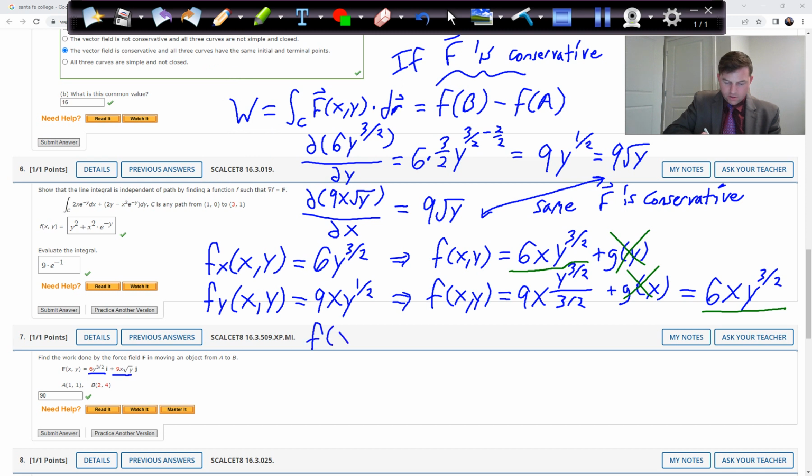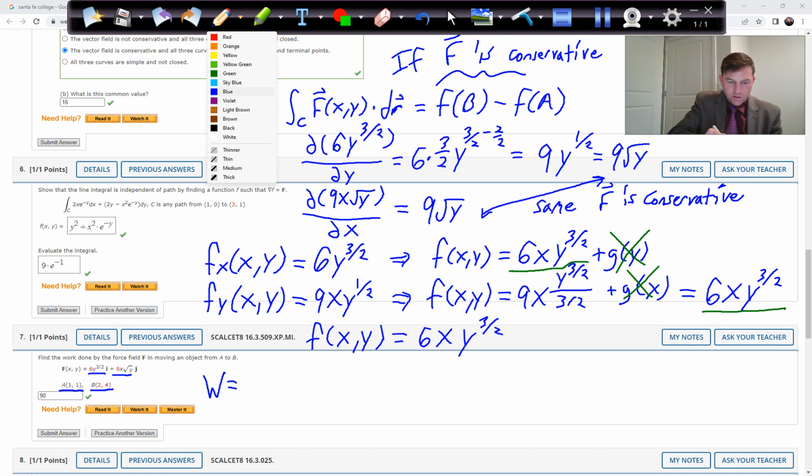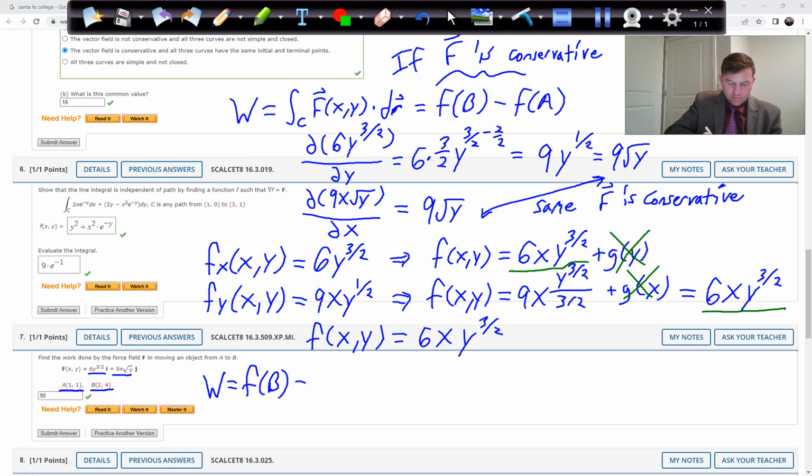So our function is 6xy to the 3/2. And now we have to plug in our A and B. So A is 1, 1, and B is 2, 4. So we're going to get our work is that, well, let me not write this line integral again because we already showed that it should just be the function evaluated at point B minus the function evaluated at point A.